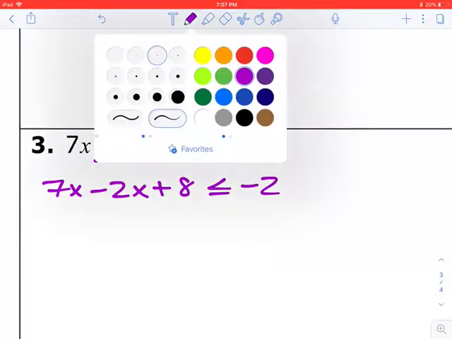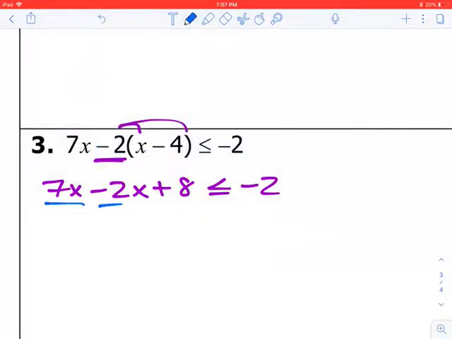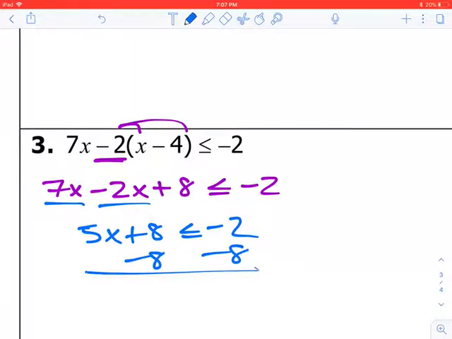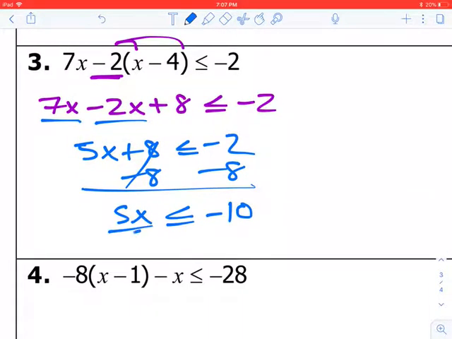So we've done this before with equations. Same thing here. So that's 5x plus 8 less than or equal to negative 2. And now we're ready to go ahead and solve. So subtract 8 to both sides. We got 5x less than or equal to negative 10. And we go ahead and divide by 5.